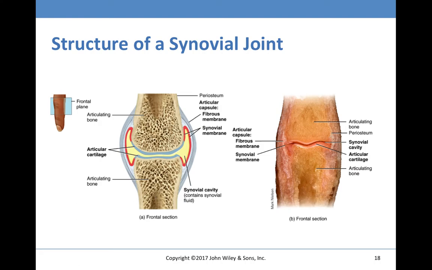The articular capsule will be composed of two layers. It has an outer fibrous membrane as well as its inner synovial membrane. So the outer capsule here in the gray and the inner membrane in the red. And this outer fibrous capsule oftentimes contains ligaments, and the inner synovial membrane will be able to secrete a lubricating fluid that we call synovial fluid. It also nourishes the joint.